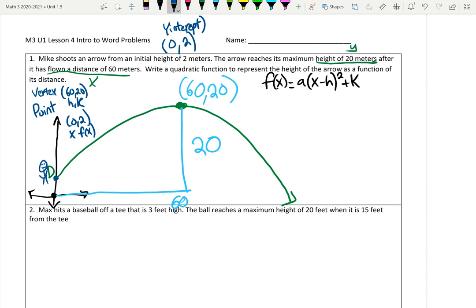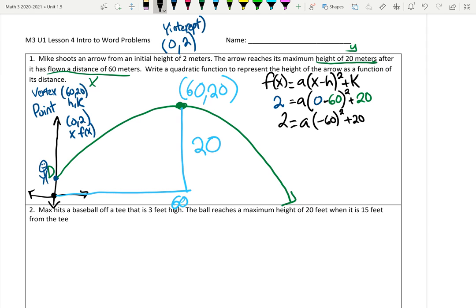I'm going to go ahead and substitute some values in. The f of x value is going to be 2. The x value is 0. I'm going to substitute in for h as 60 and k as 20. Now I need to make sure it matches the formula exactly. 2 is equal to a times (x minus 60) squared plus 20. Let me go ahead and resolve this. 2 is equal to a times (negative 60) squared plus 20.